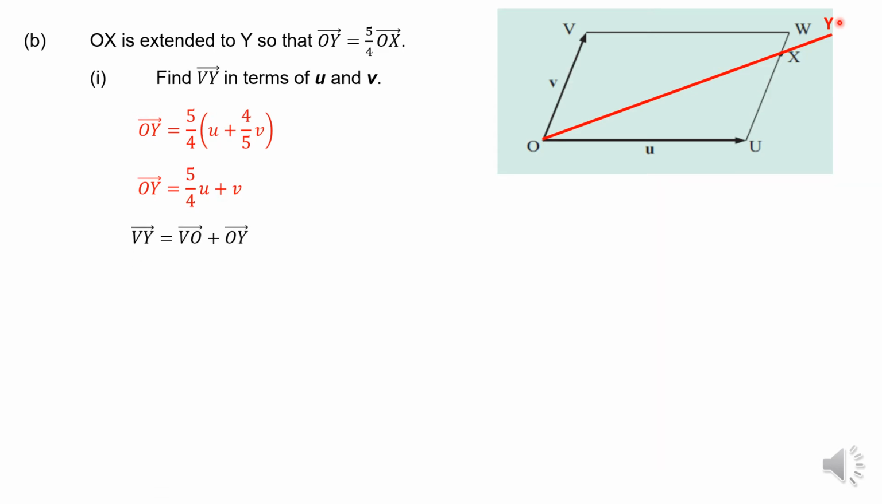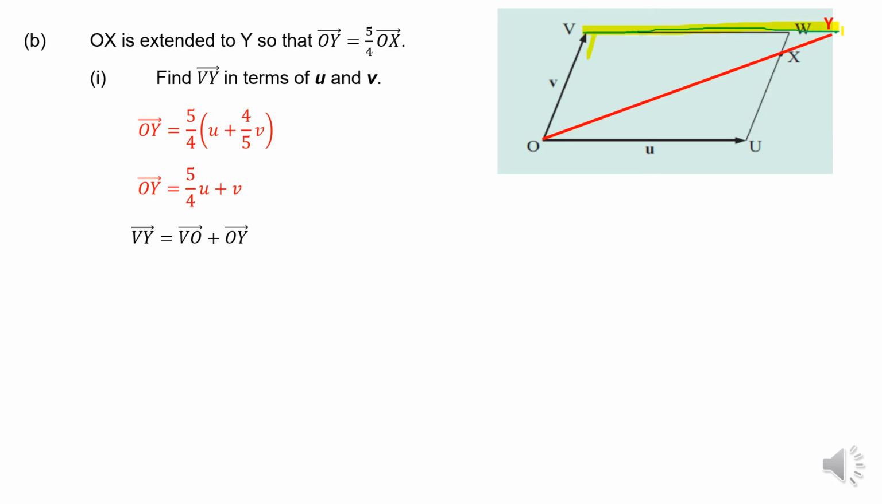But we are looking for VY. To go from V to Y, and here is very important, if you had to draw a line all the way from V to where my W is, then in order for me to find that particular vector, I'll travel the same way to find VY.